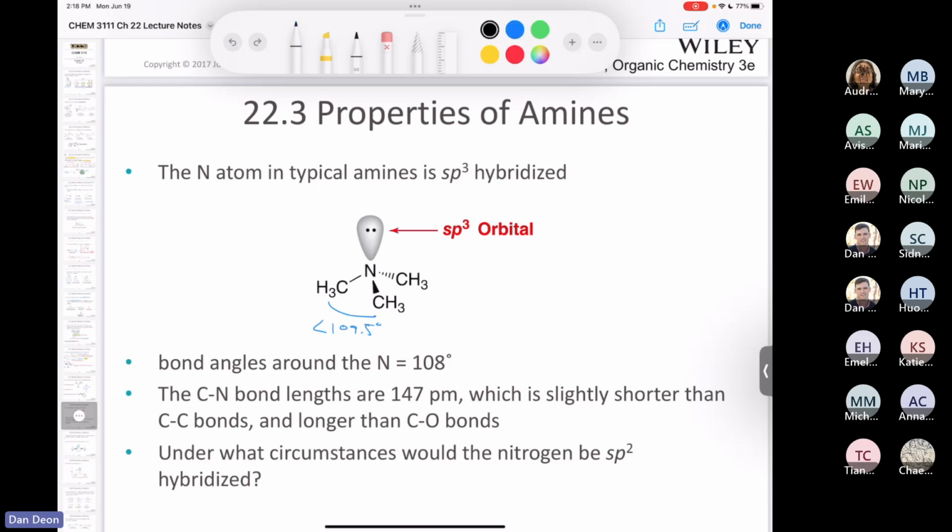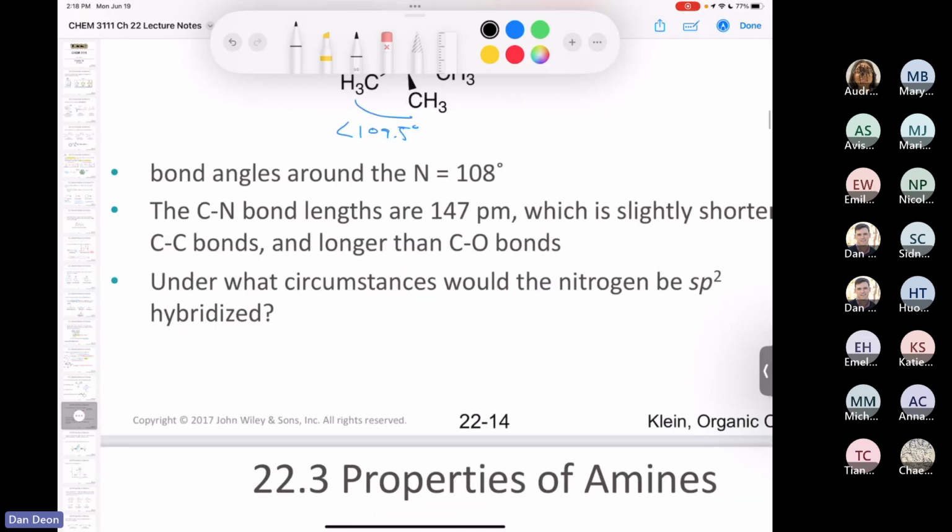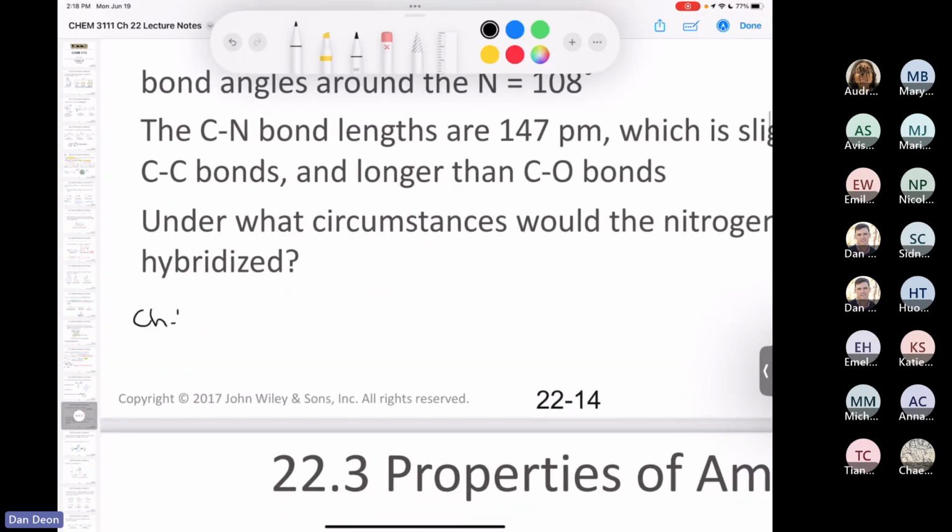And that makes sense because as we go across the second period, right, we know that atomic size gets smaller and smaller as we go from left to right across the second period. And then it says here, under what circumstances would you have a nitrogen that's sp2 hybridized? Well, that kind of brings us to something that we would have discussed in chapter 1 of Organic Chemistry 1, and that would be in an amide.